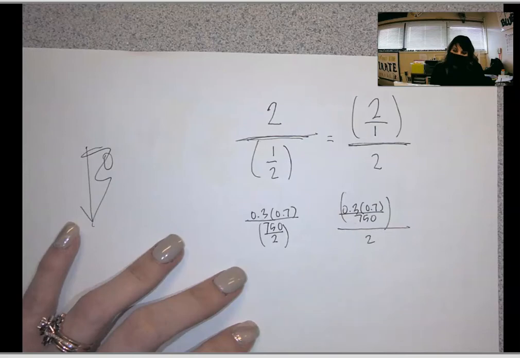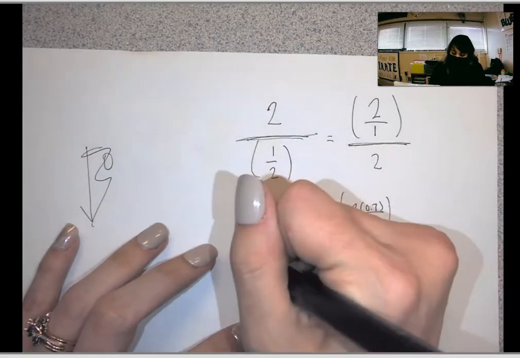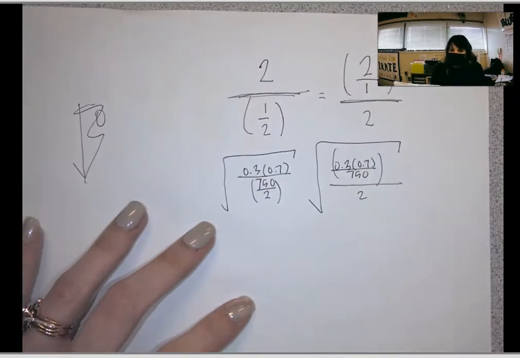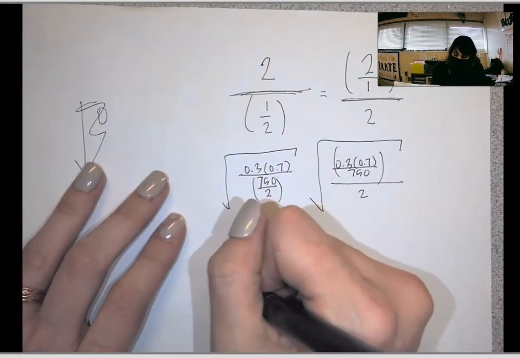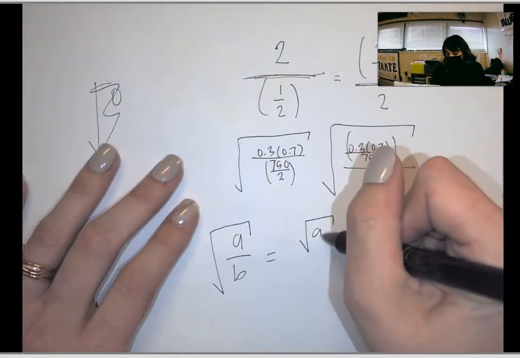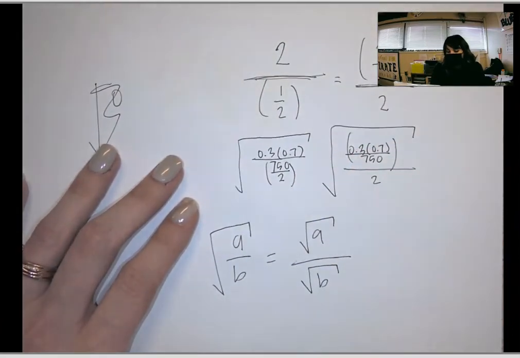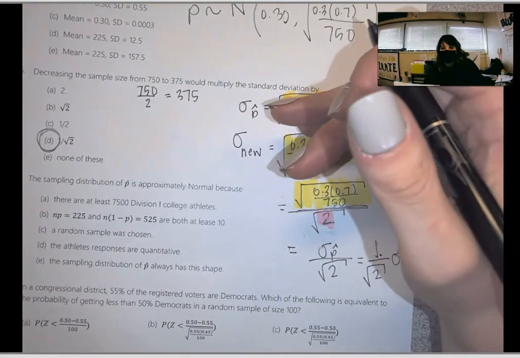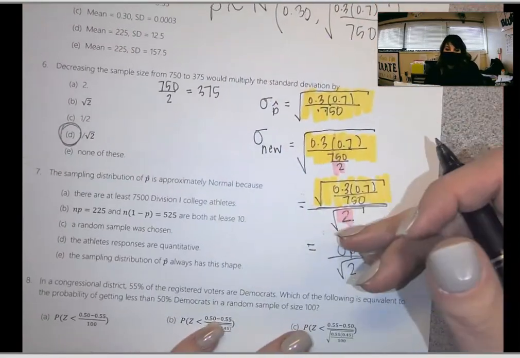The only thing that, well, not the only thing, but one other thing that complicated it was the fact that this root was there. And I know that if I have root a over b, that's the same as root a over root b. I only know this because I'm a math teacher, so I'm not expecting you to remember all this. All I'm expecting is that you understand the reasoning, like I said, how I'm getting from here to here.